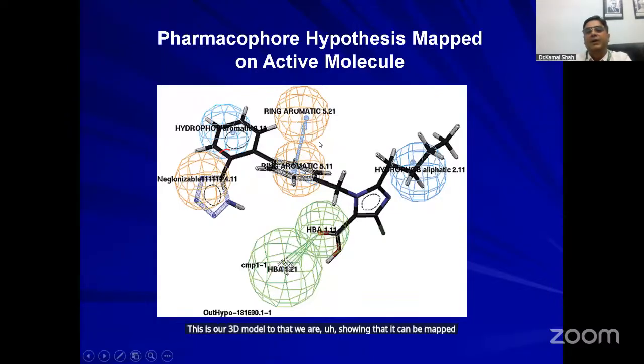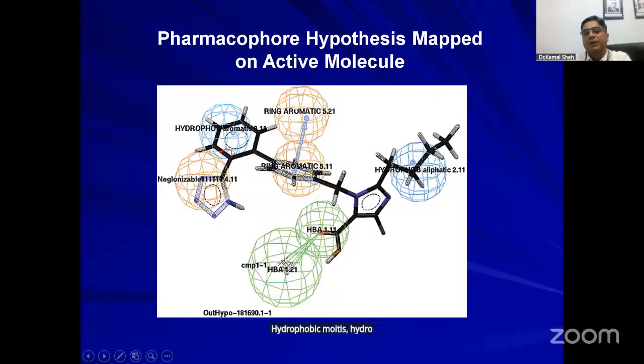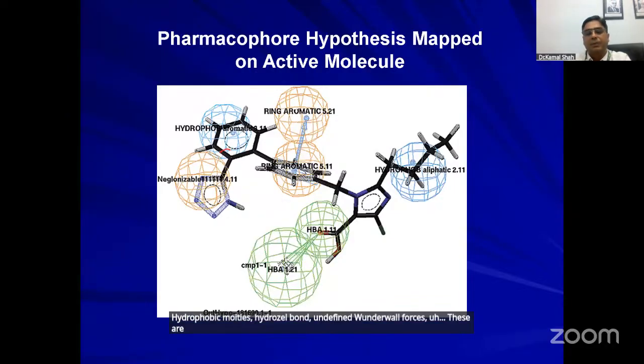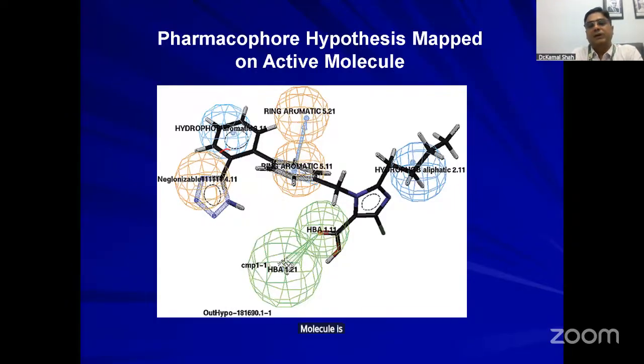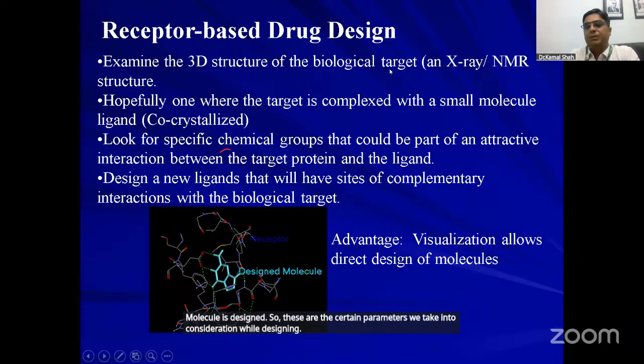You can see the different hydrophobic moieties, hydrogen bonds, and different van der Waals forces. These are the different parameters seen through which the pharmacophore molecule is designed. So these are certain parameters we take into consideration while designing. Another way is receptor based drug designing, which I've already discussed.